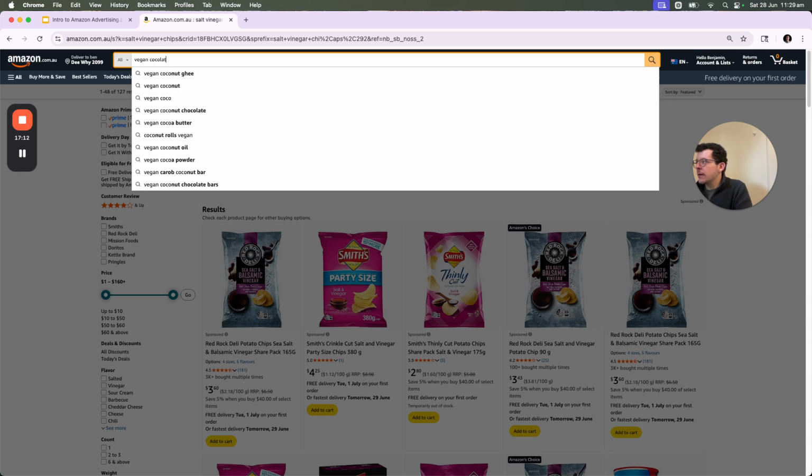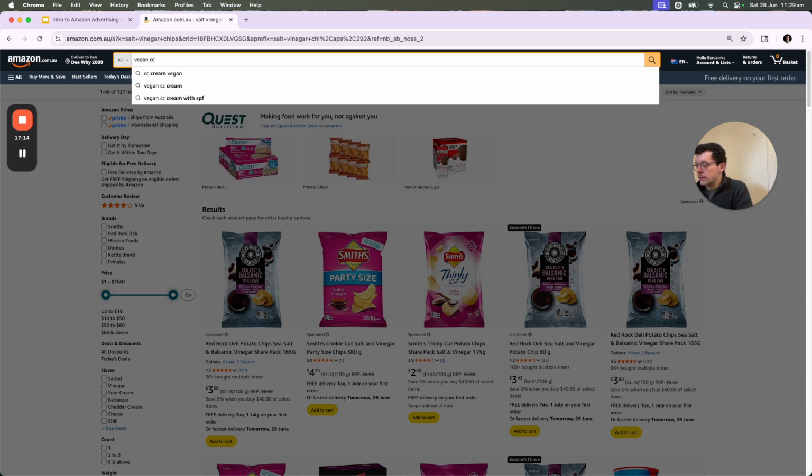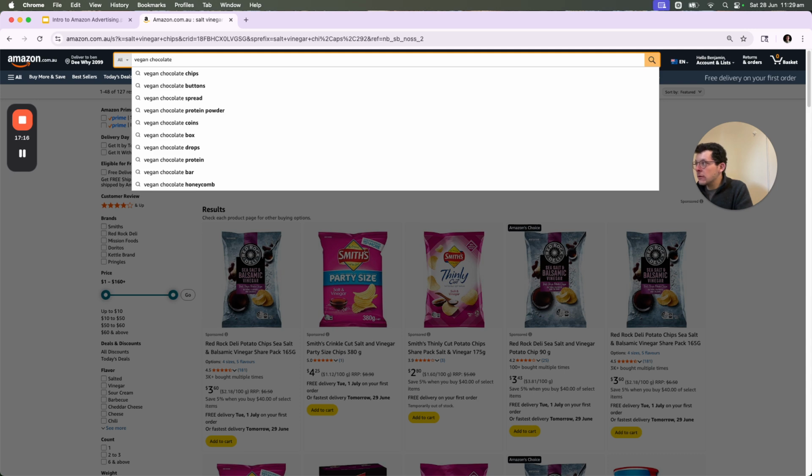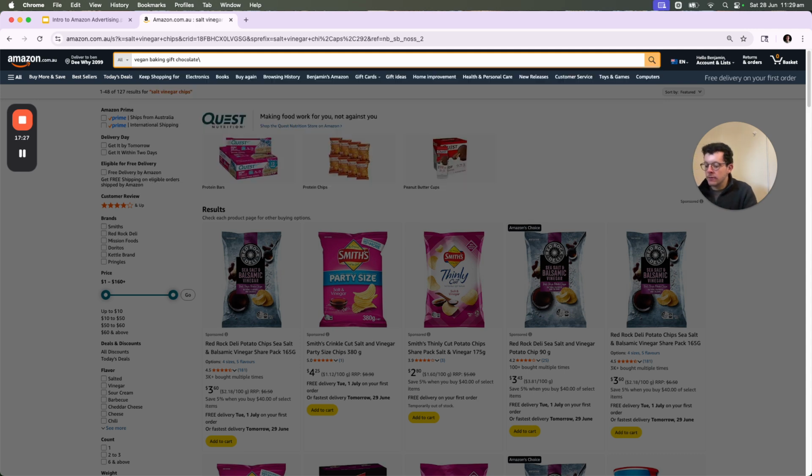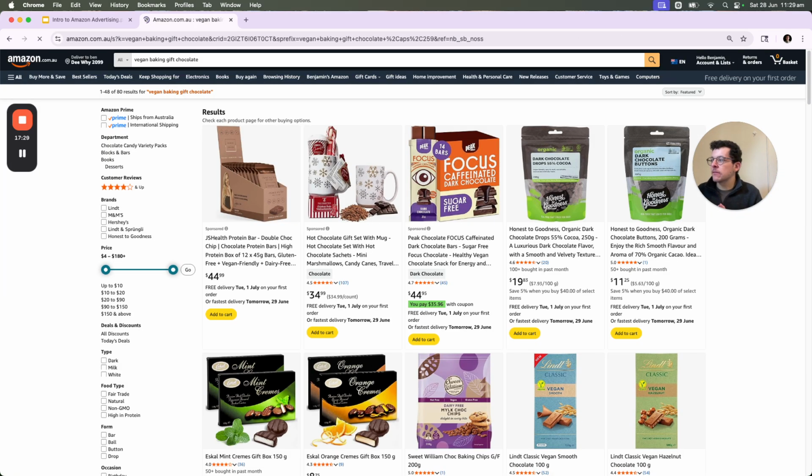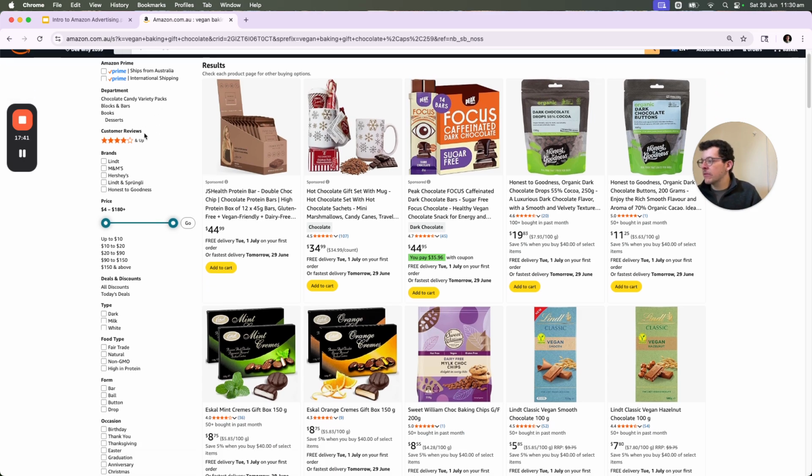If we type in vegan chocolate, baking gift. Again, this is a lot more narrow in scope than chocolate, and so it'll probably be a bit cheaper in terms of the cost, but a lot more narrow in the type of customers that you're targeting.